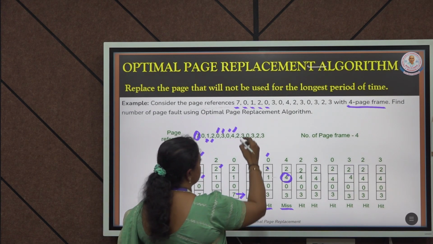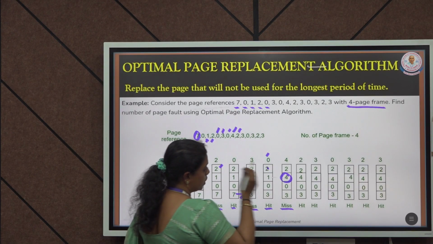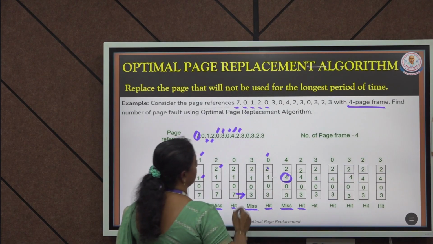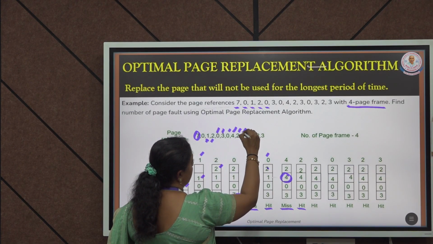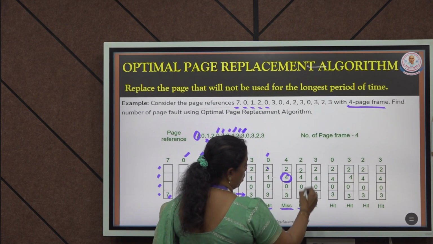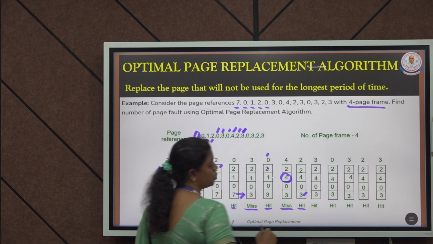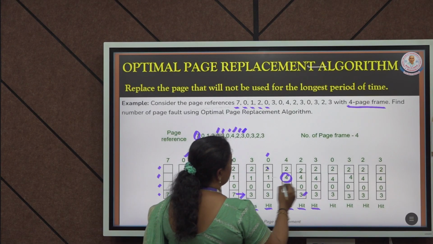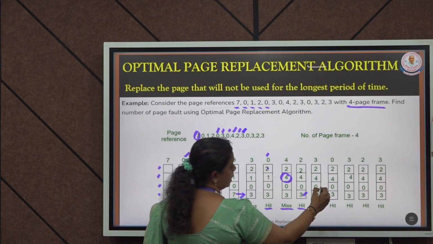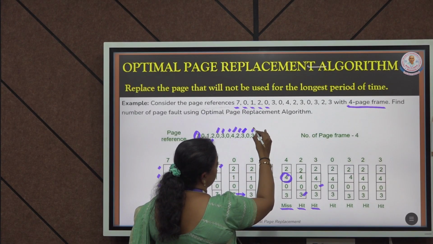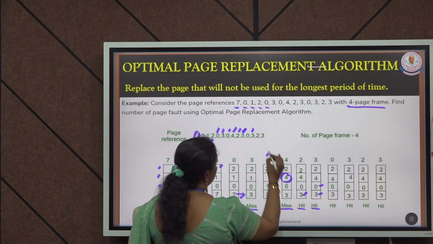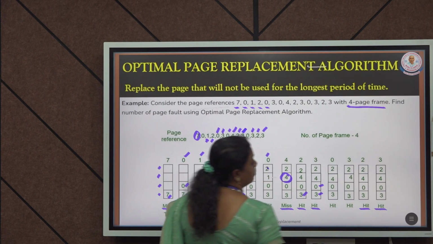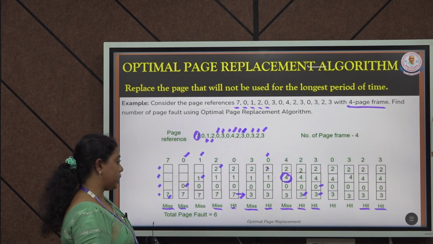So the next string is 2. Check whether 2 is already present in the frame. So it is considered a page hit. So the next string is 3. 3 is already present here. So it is also considered a page hit. So the next one is 0. 0 is also present, and 3 is already present, and 2, 3. Consequently, they are all considered page hits and no page fault occurs.